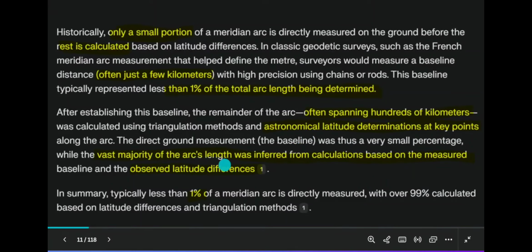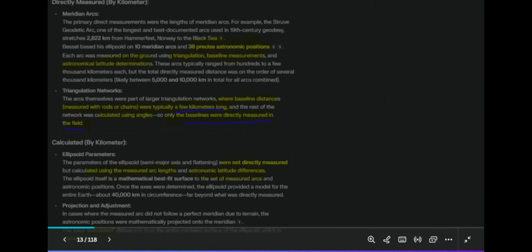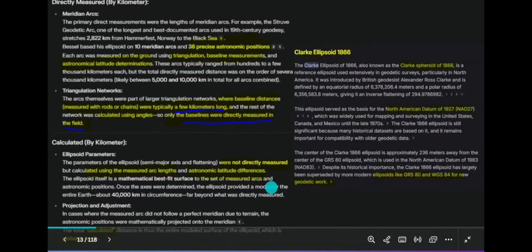And then, of course, the vast majority of this arc length is inferred from calculations based on our celestial coordinate system. Now, we knew that this is what is at the heart of the modern ellipsoid model, or WGS84, because the Clarke ellipsoid actually became the North American Datum, NAD27, which then became NAD83, which then, after evolution, turned into WGS84 way down the line.